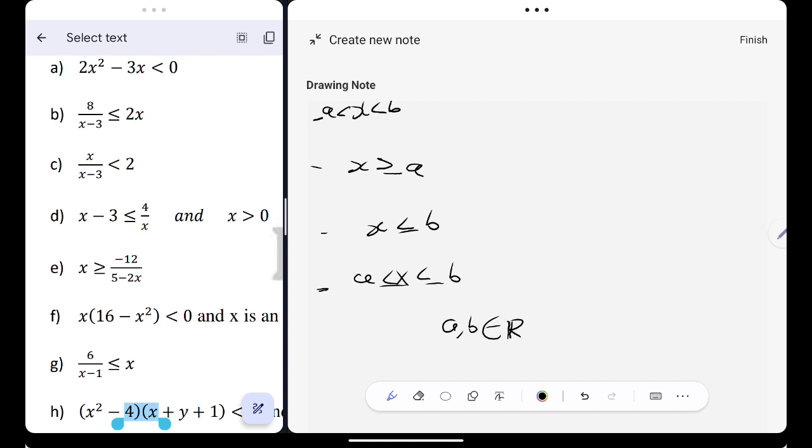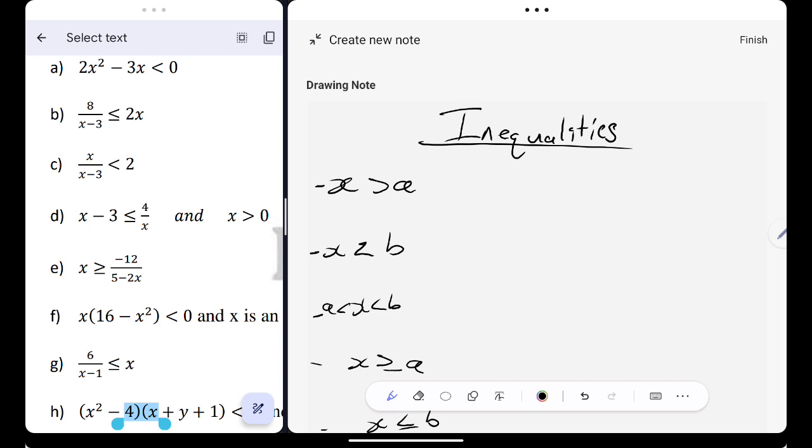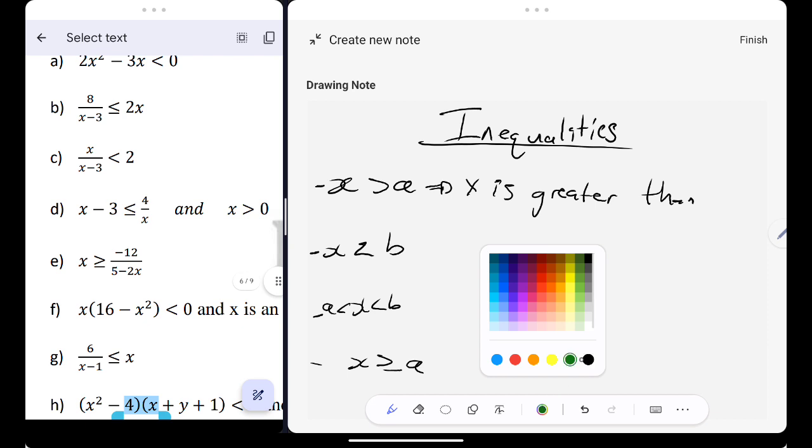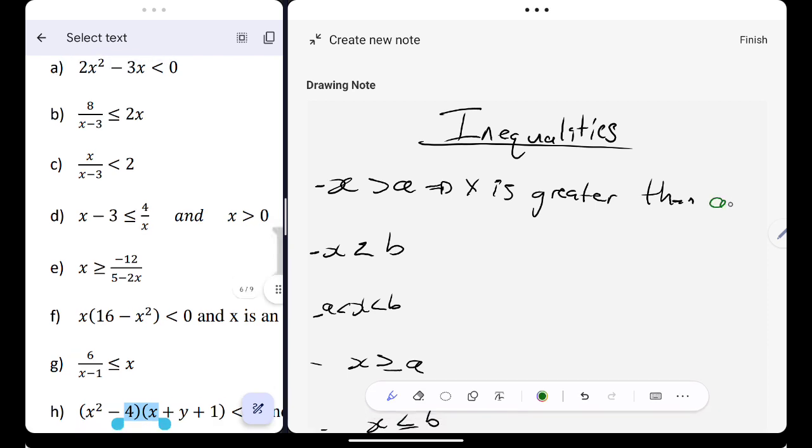So whenever you read this statement, because this is a mathematical statement, together, if you read it, you must read it as x is greater than what? Than the value of a. A can be any number.